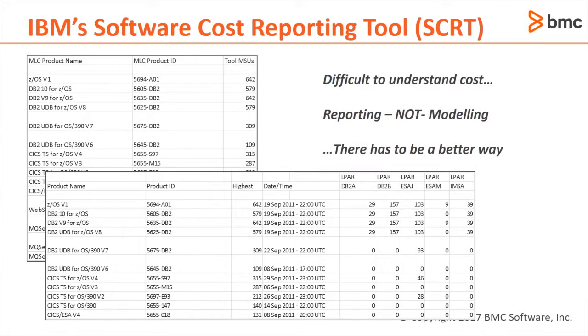Here's an example of an SCRT report. As you can see, it only reports on the peak rolling 4-hour average for each individual product and does not provide much information otherwise. The SCRT is, after all, a billing tool and not meant for planning, modeling, or helping you to understand your MLC costs.